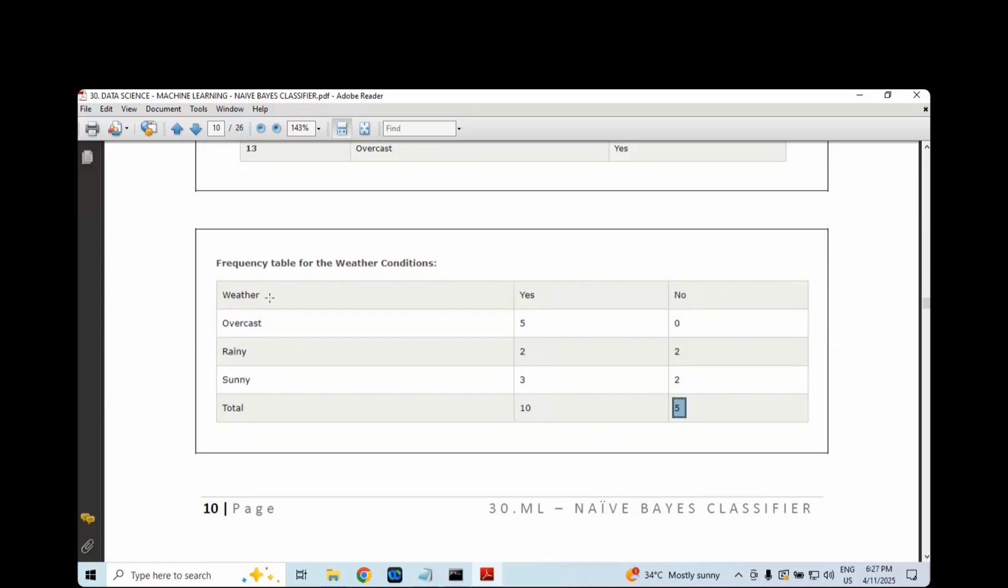Now make a note of this. This is called frequency. You should know the meaning of frequency: duplicate values. Yes, how many times? No, how many times? That too for condition number 1. Overcast, yes, how many times? 5. Rainy, yes, how many times? 2. No, how many times? 2. Quite interesting.